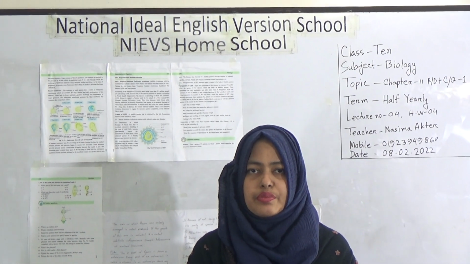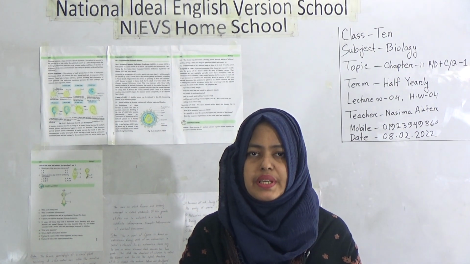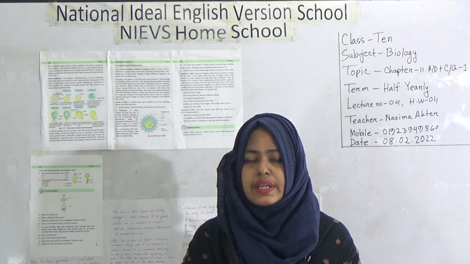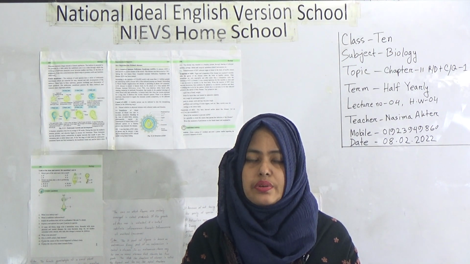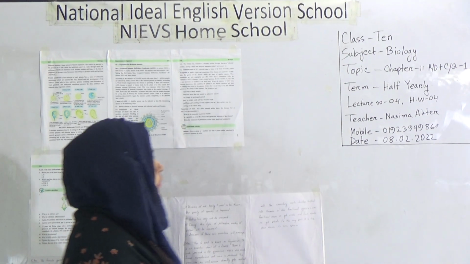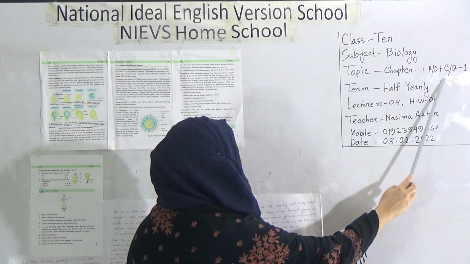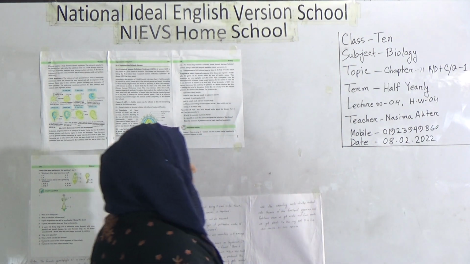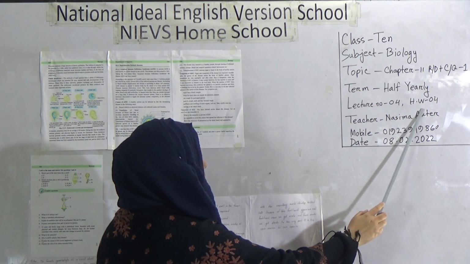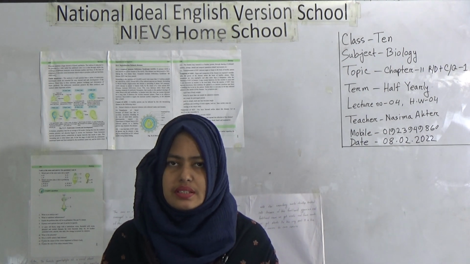Dear students, today I am going to take a biology class for class 10 students. Our today's topic is chapter 11. Today we will finish reading of this chapter, and today I will provide you CQ number 1. Let's see today's topic from here. Students, our today's topic is chapter 11, reading plus CQ number 1, and this is lecture number 4, and our today's HW number is 4 number HW. So dear students, let's start the class.